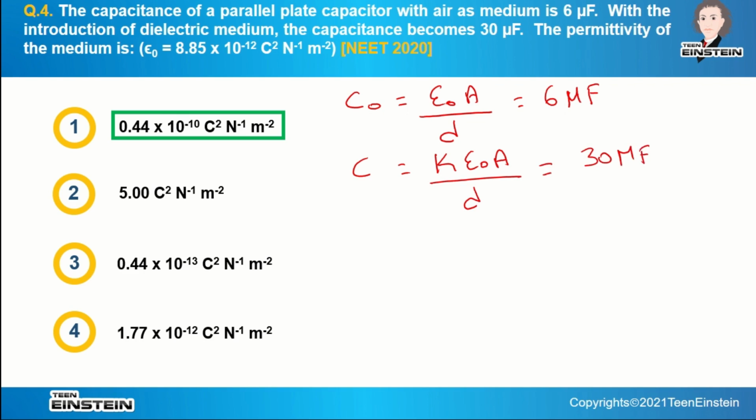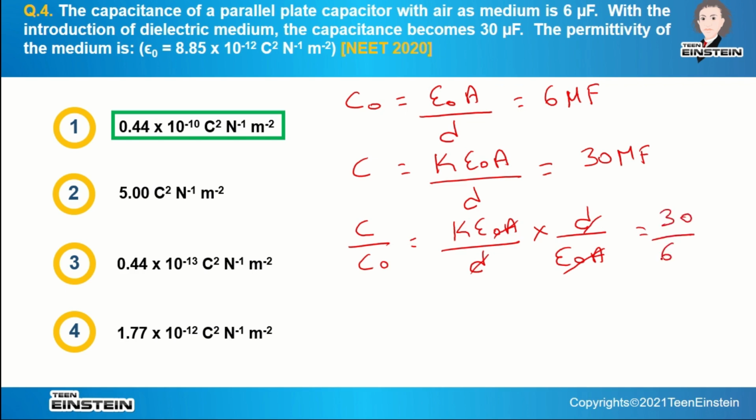Okay, so now if you take the ratio of C by C naught, you will be getting the dielectric constant of the medium. So it is C by C naught. If you put it, it will become K epsilon naught A by D into D by epsilon naught A. Okay, so this will get cancelled, this will get cancelled. So you will be getting it as 30 by 6. So your constant value will become K is equal to 5.